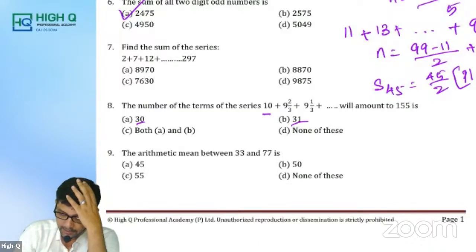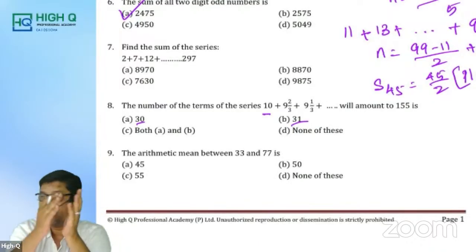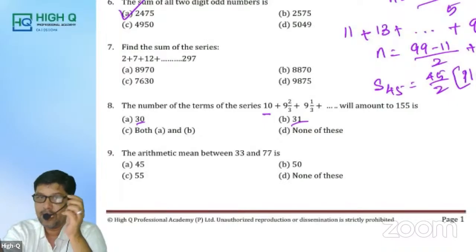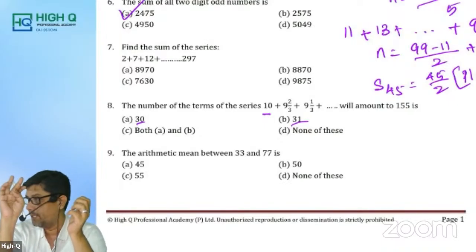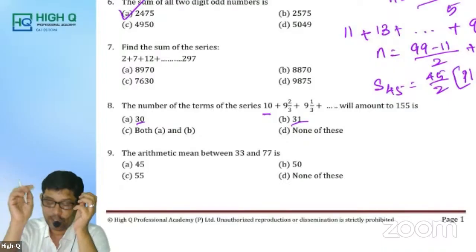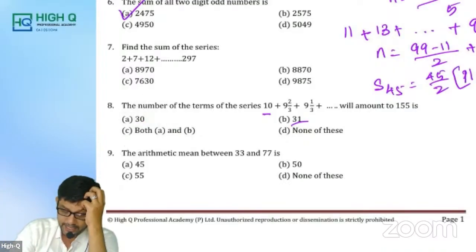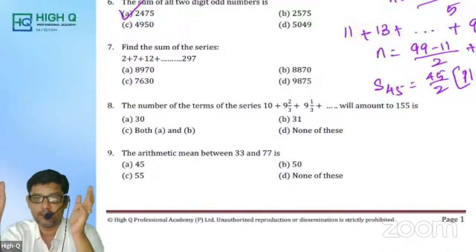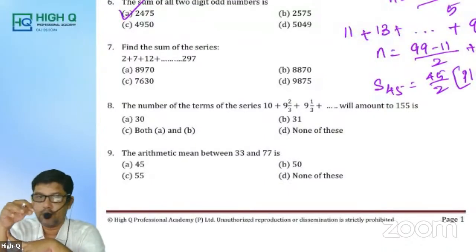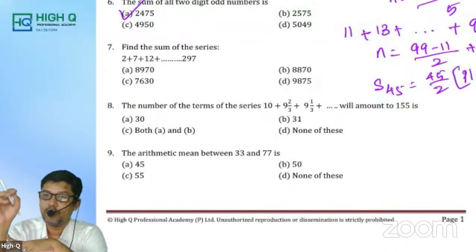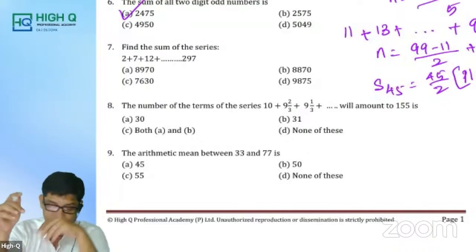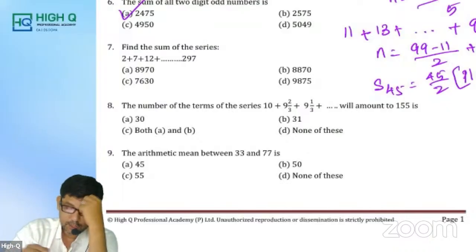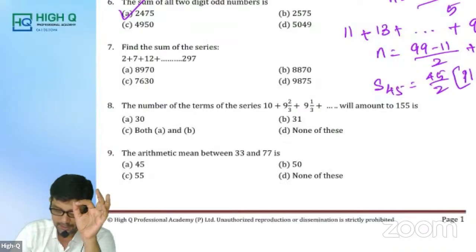Look at this, my dear. The options I'm looking at are 30, 31. There are two options we have, and there is one more option also, both A and B. In any case, any chapter, I generally tell you, if both come, you can take the risk for both, but except for sequence. When it comes to sequence, what I suggest is both A and B.